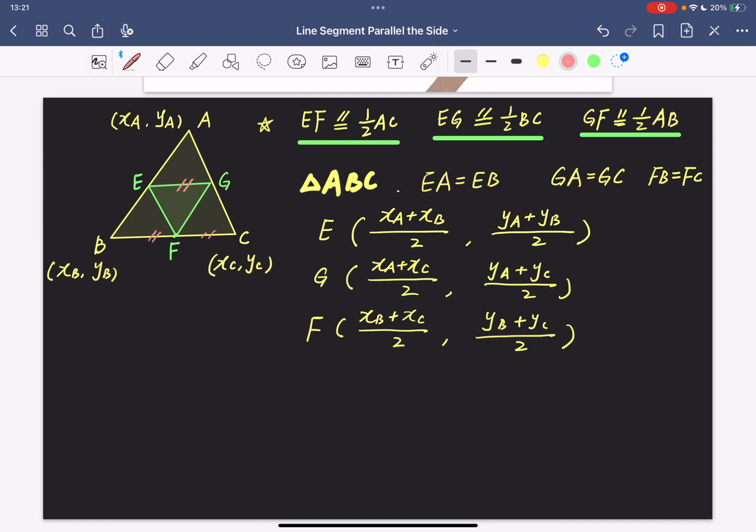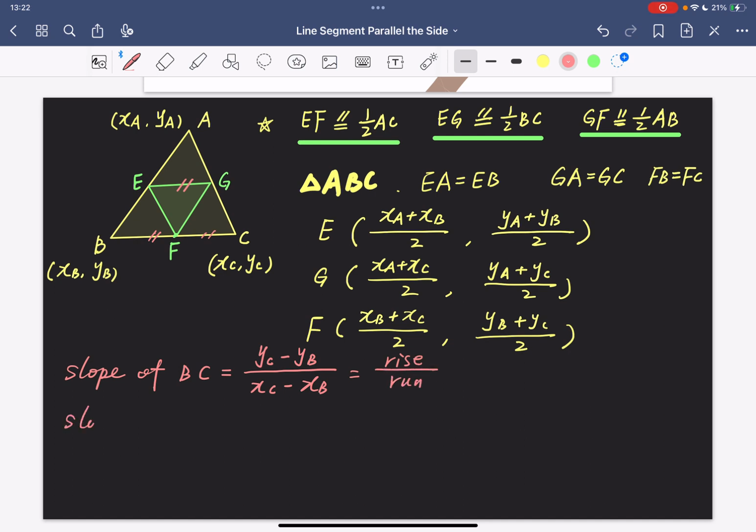Now, if you want to prove this line segment is parallel with the side BC, you just need to prove its slope equals the slope of this side. Then you can conclude they are parallel with each other. According to the slope formula, the slope of BC is calculated as yc minus yb over xc minus xb. That is to say, the rise over run.